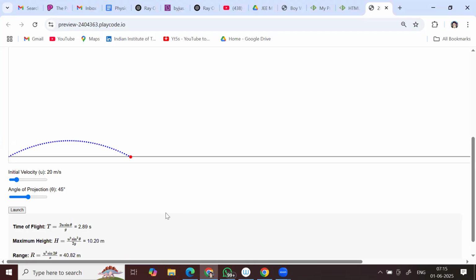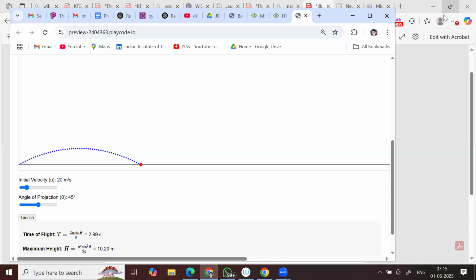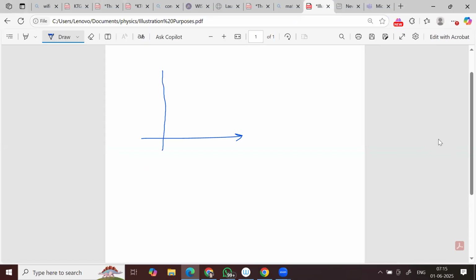It has two components of velocity. The first component of velocity is the horizontal component, and the second component is the vertical component. So let us say this is the projectile, and it's launched at an angle of theta with an initial velocity of u. So its initial horizontal velocity would be u cosine theta, and the initial vertical velocity would be u sine theta.